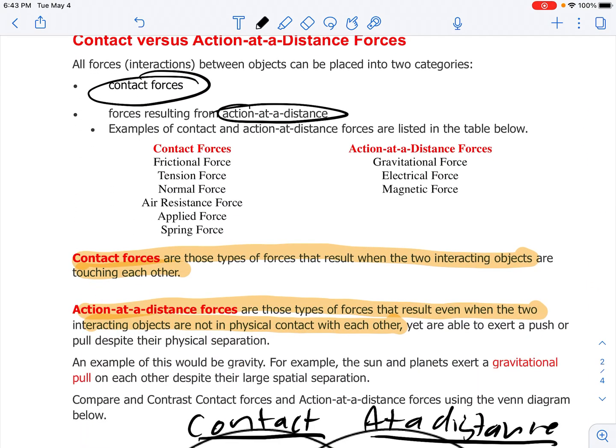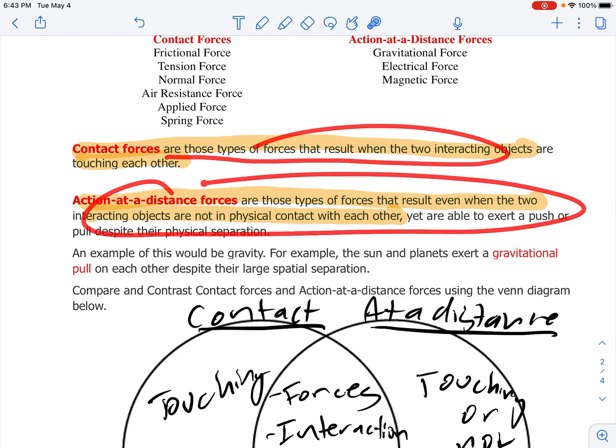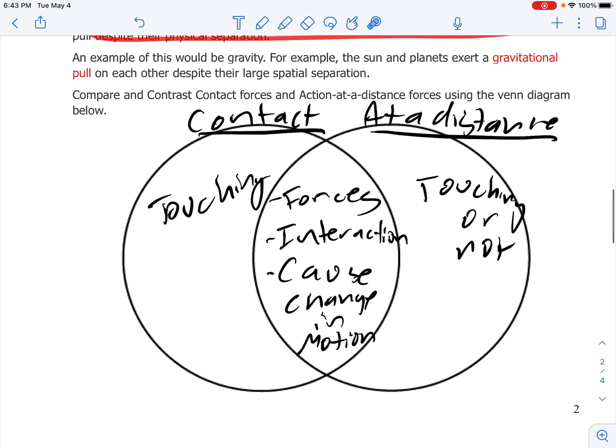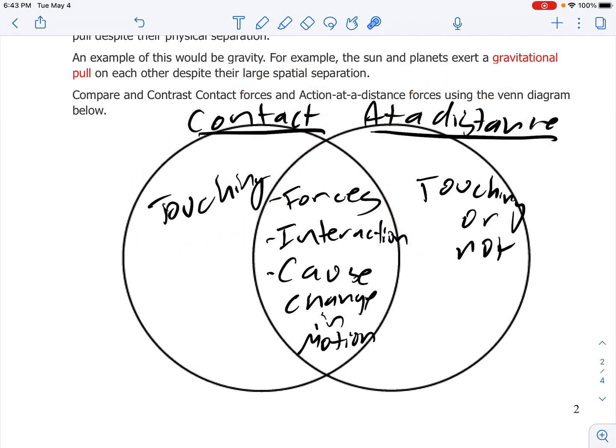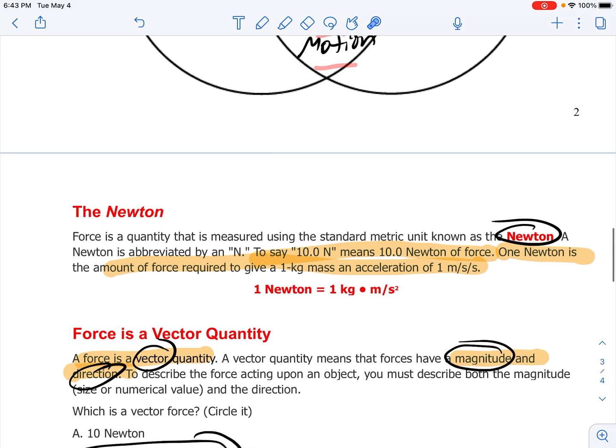We have two types of forces: contact forces, which are the ones that are a result of two touching objects, and action at a distance forces, which are those that are not in physical contact. They can act without touching, like gravity still impacting you whether you're on the ground or not. What they have in common is that they are forces, they are interactions, and they cause changes in motion.